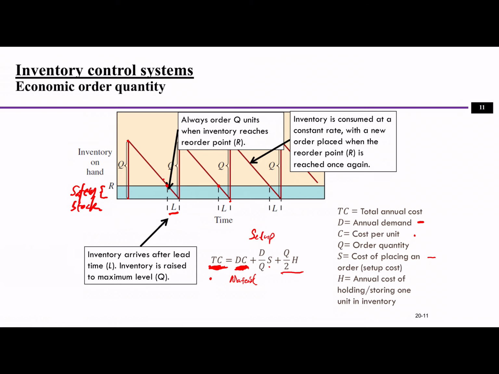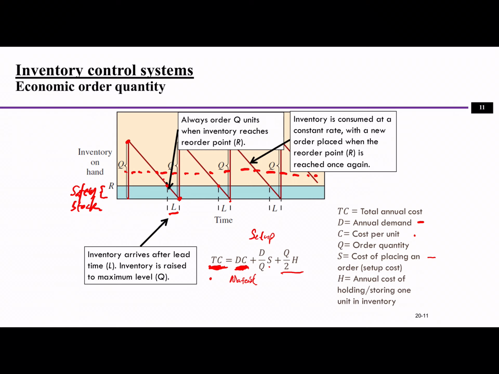And the last part is the holding cost, which is holding the inventory on the shop floor. But how do we calculate this holding cost? Here, we use an average, from the beginning of the cycle, which is the full inventory, to the end when there's no inventory at all. So we use Q divided by 2 as the average inventory throughout the year. Sometimes it's above it, sometimes it's below it, but on average it's Q divided by 2, times H, the holding cost.